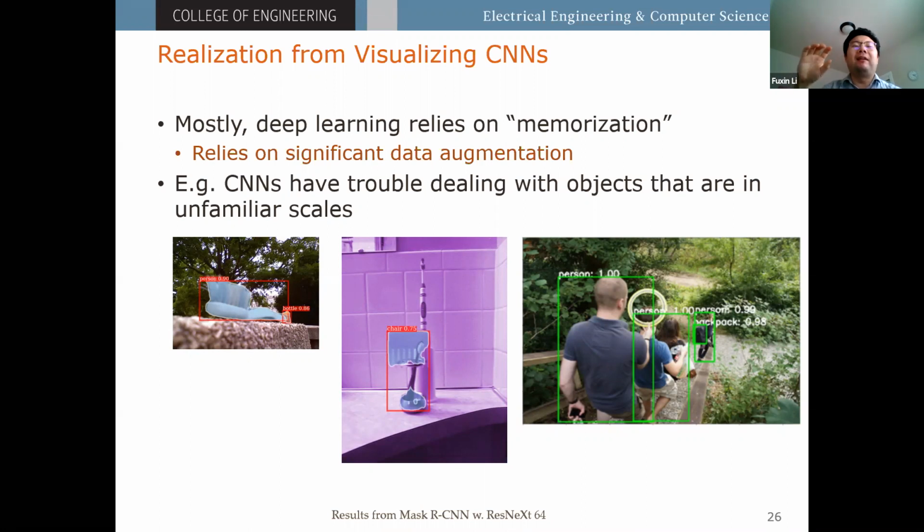So they have no scale invariance. For any different scale, it needs to remember a totally different feature. So that is one of the big takeaways we found from doing all this explanation research.